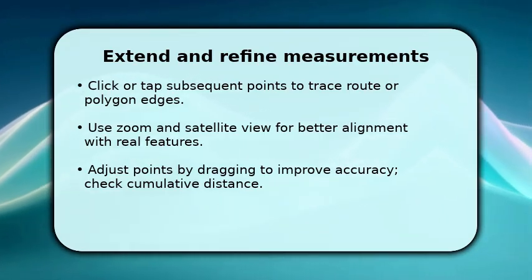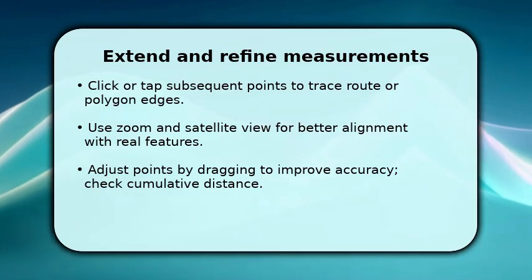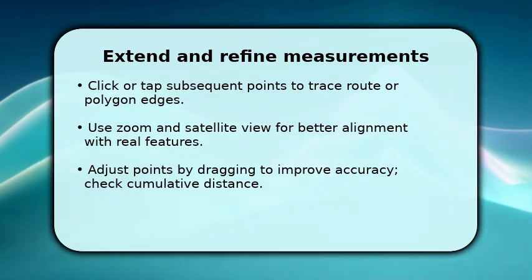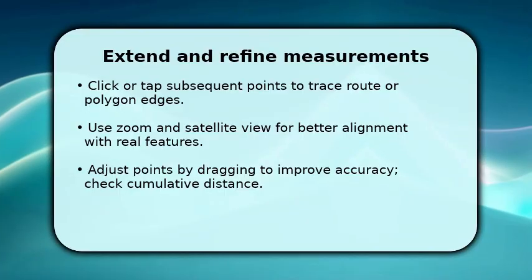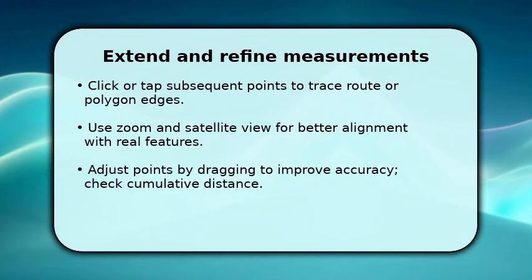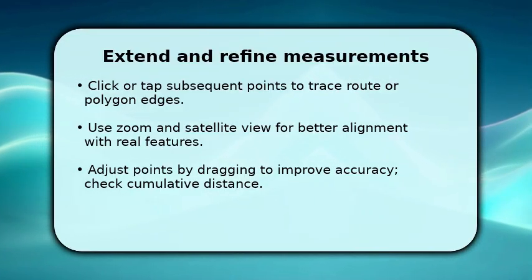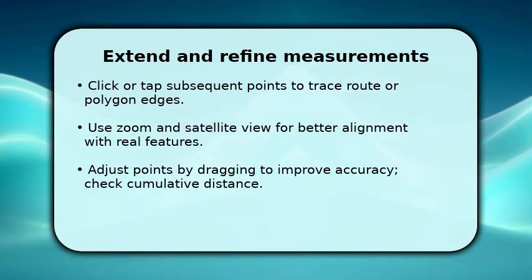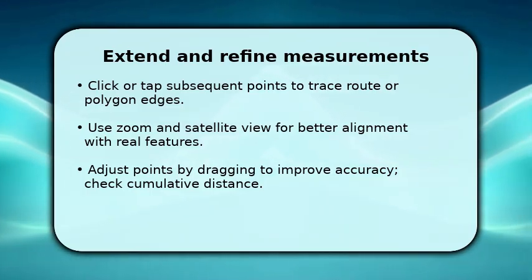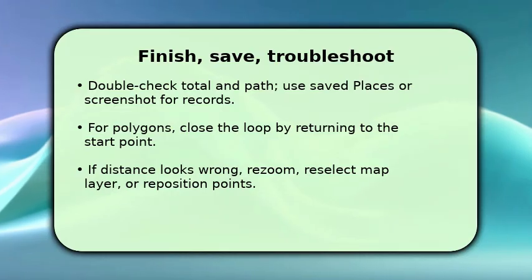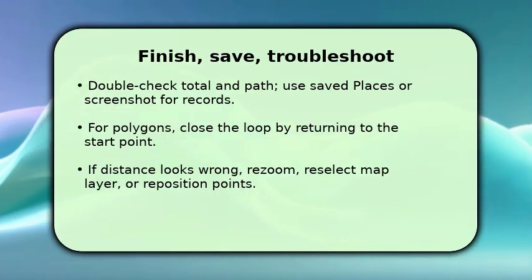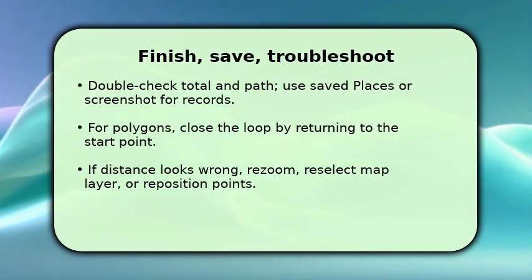Once you place points, drag any to refine path accuracy. You'll see the total distance update in real time. This iterative refinement matters because small shifts change totals, so take a moment to perfect point placement. To finish, verify the displayed distance and visually inspect the traced path, then save the location as a place or take a screenshot for records.